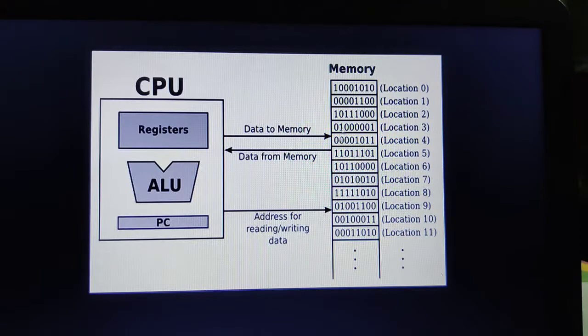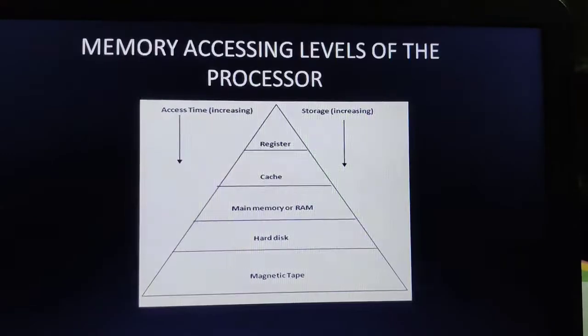Before it is read or written through the memory, it has to fetch the memory location, say location 9. This data is to be there, so that data has to be provided to the CPU. But before this, a control signal will be passed to the memory saying that the CPU wants to fetch the data from memory. I hope you are able to understand.